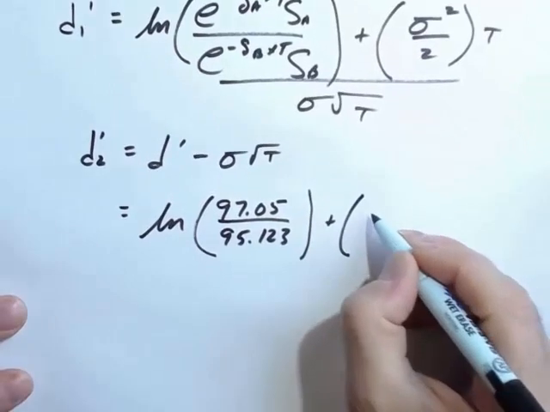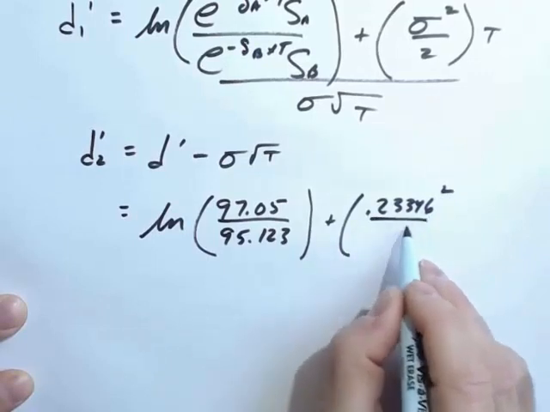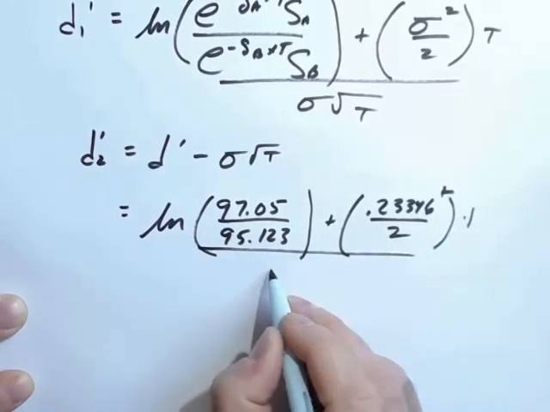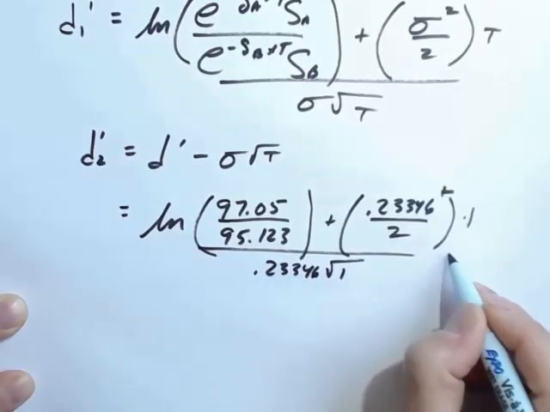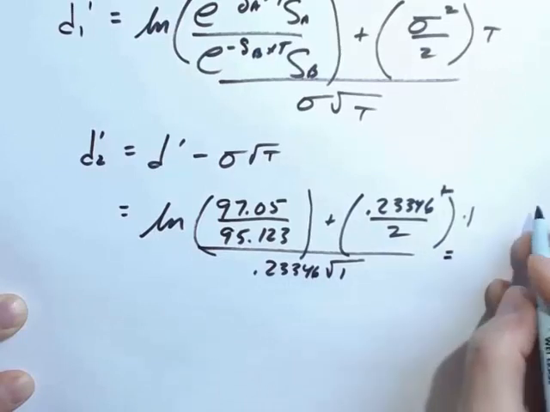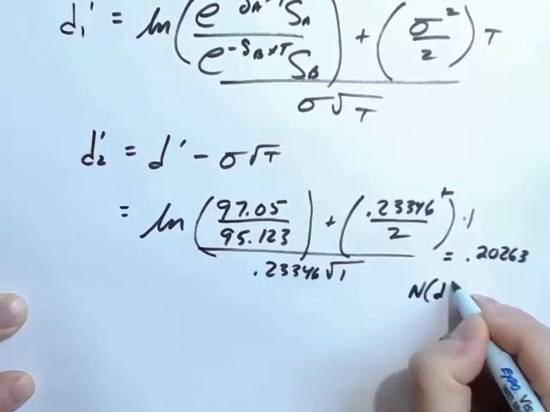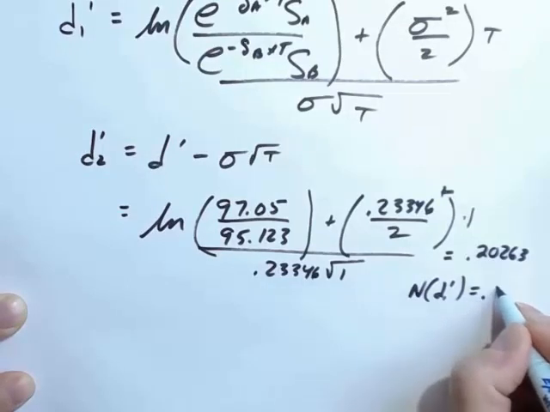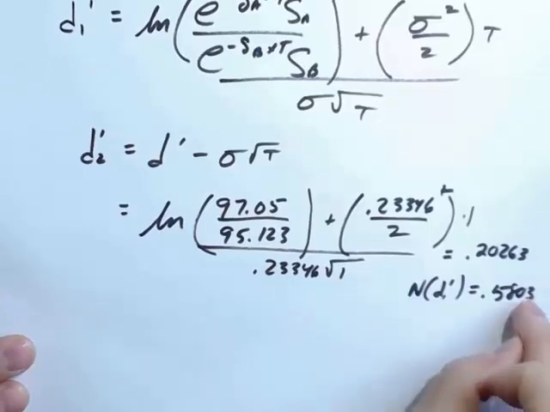Now, sigma 0.23346 is our volatility, the standard deviation, chopped in half, multiplied by 1 year, which really doesn't do anything, but we'll put it in there anyway for consistency. And then 0.23346 times the square root of 1, and we end up getting 0.20263, and N(d1 prime) for 0.20263 turns out to be 0.5803. Okay, you need almost 0.6 shares for this option, for this exchange option.